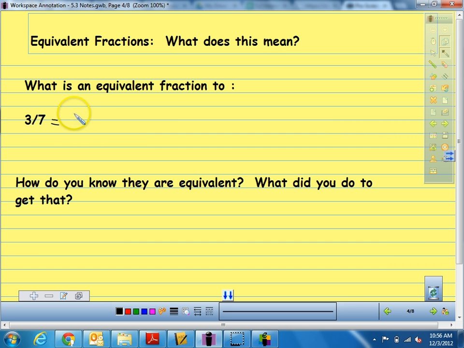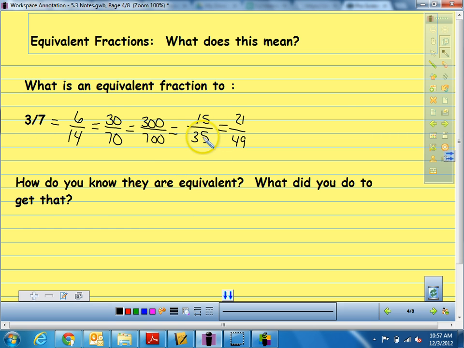Here's the first ones I think of. 3/7 is the exact same thing as 6/14. It's also the same thing as 30/70 or 300/700. We also have the same thing as 15/35. Or maybe we want to make it 21/49. How do we know that all of those are equivalent?